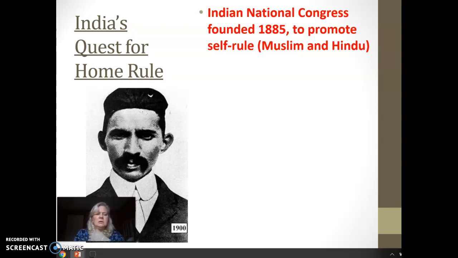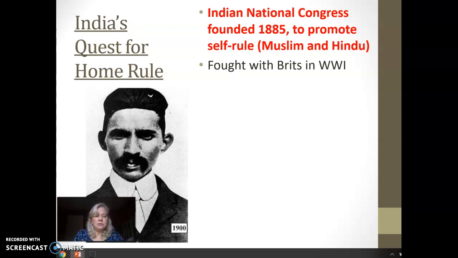So India, in 1885, the Indian National Congress was founded. And the idea here, in collaboration with the British, was to promote self-rule. This would be an organization that would contain people of both Muslim and Hindu faith backgrounds. And it was hoped that this would be a good compromise between the British and the Indians for this desire for home rule. Now, when the British joined World War I, several troops came from India and fought with the British in World War I.